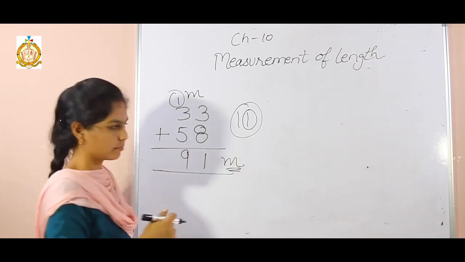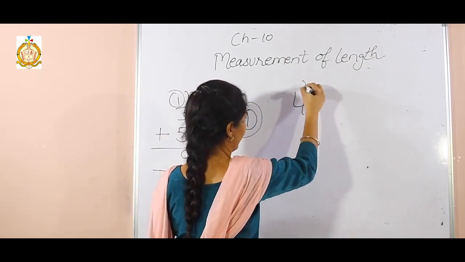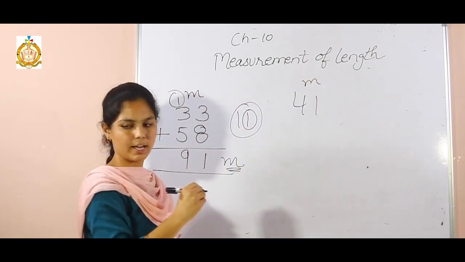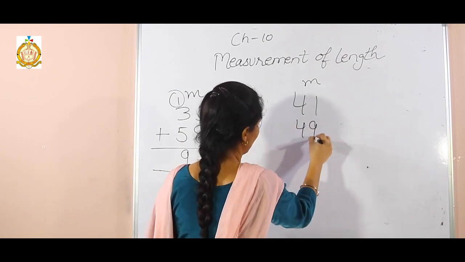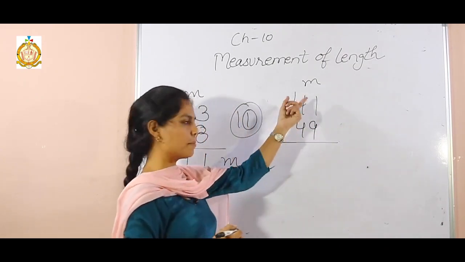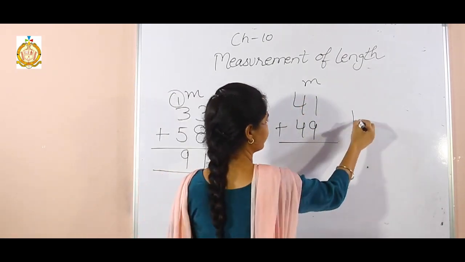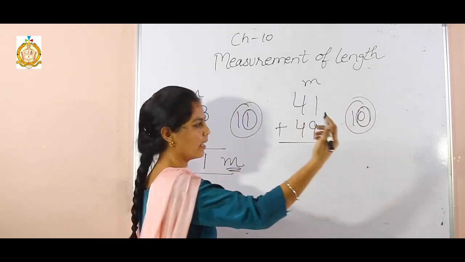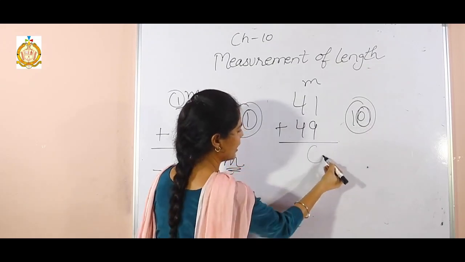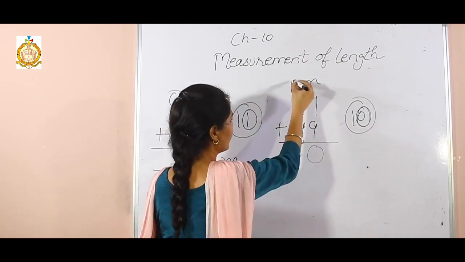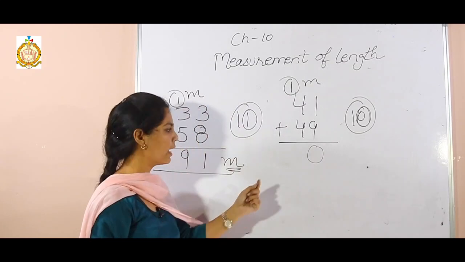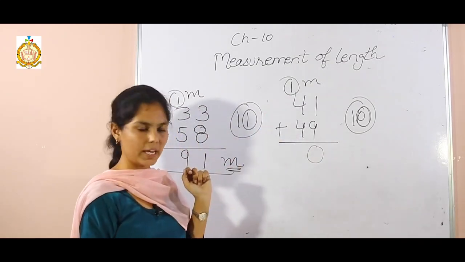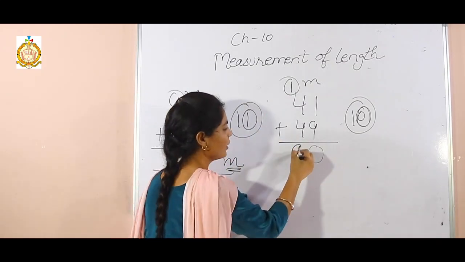Next is 41 meter and 49 meter. 9 plus 1, 10. Always write the number that is on your right hand right here and the other number carry. Okay. 4 plus 4, 8 plus 1, 9.